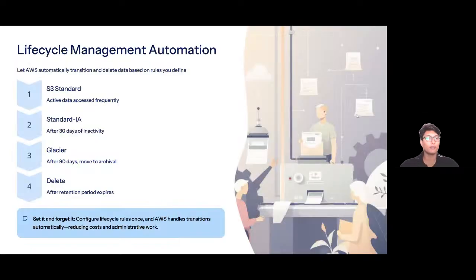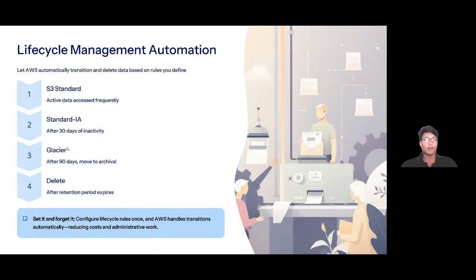So let's get into the second thing, that is lifecycle management automation. You can automate the lifecycle of an S3 bucket. You can add the object. You'll understand. In S3 standard, you can add the data and frequently access it. In the IA, you can add the data, and after 30 days we can access it like once a week, twice a week.